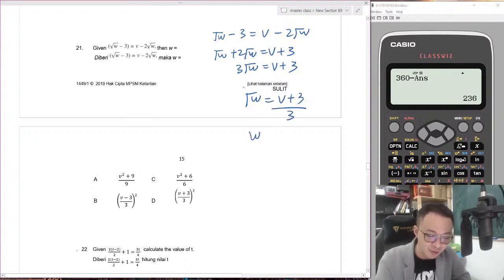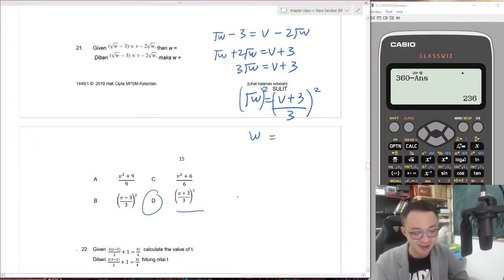So W, basically I square both sides right now. I want to get W, isn't it? So W equals V plus 3 over 3, squared. Oh nice, we got the answer already. No need to expand. Alright, so yeah, the answer will be D. It looks exactly the same here, isn't it?